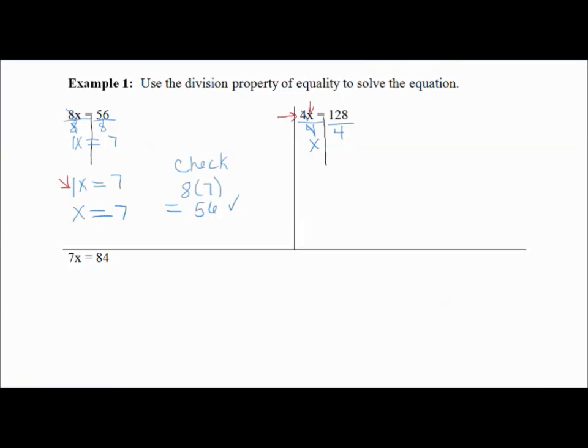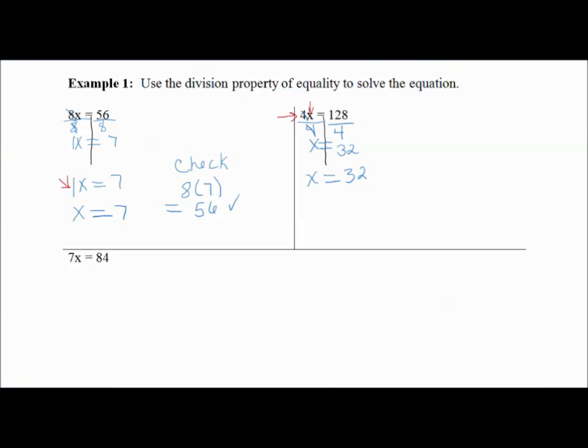It's understood that there's a 1 there, so there's no need for me to write the 1 in front of the x. And this gives me 128 divided by 4. 128 divided by 4 is 32. So that means x is equal to 32.